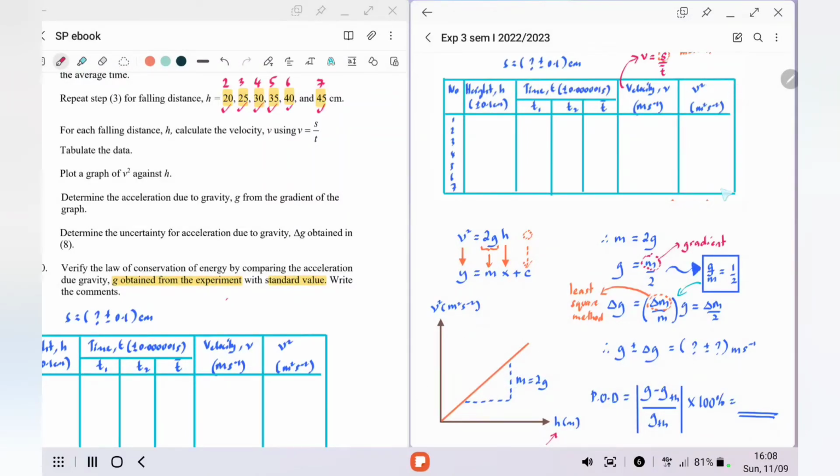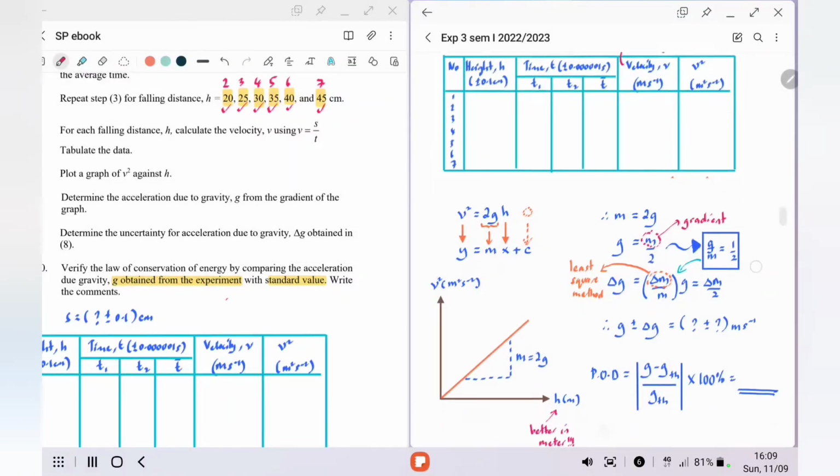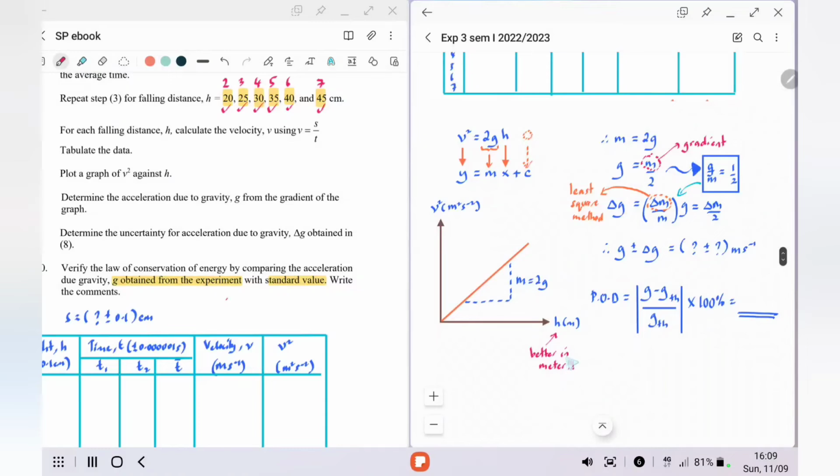Okay, so this is our y component and this is our x component. So again, to make it easy, we just convert h to meter, because h measured before is just in centimeter, isn't it? Okay, so now we measure h in meter for the graph. So this is my suggestion. So meter squared per second squared divided by meter, giving you meter per second squared. That is the unit of g.